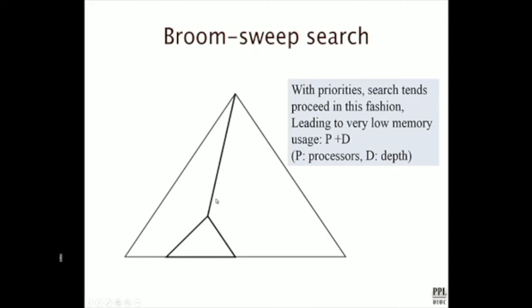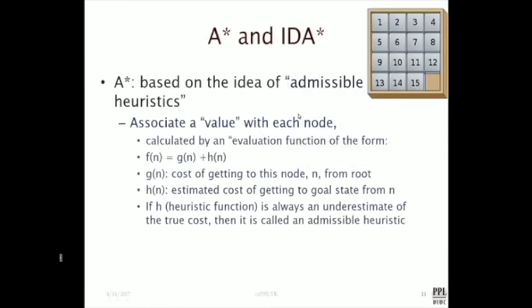Depth of the tree only, and here this part is where processors are, so the number of leaves here is equal to the number of processors, and so the internal nodes are also proportional to the number of processors. So it's essentially P plus D is the memory requirement that you get from this.